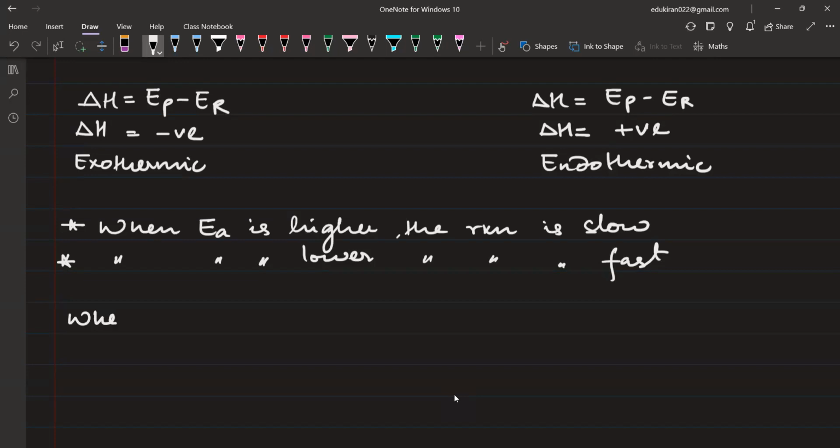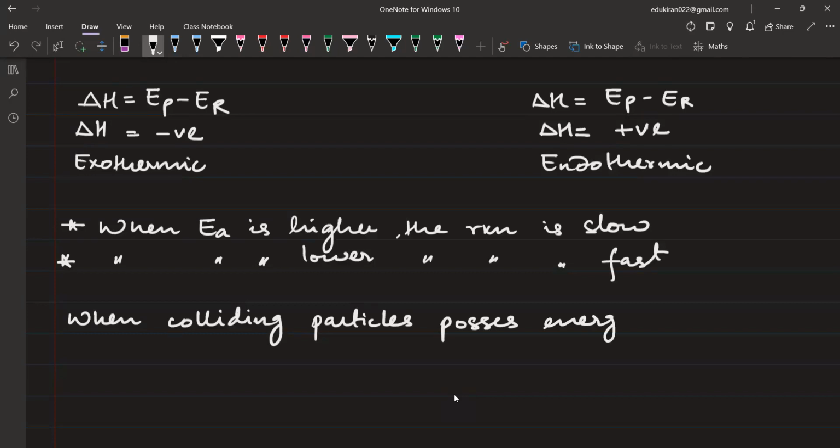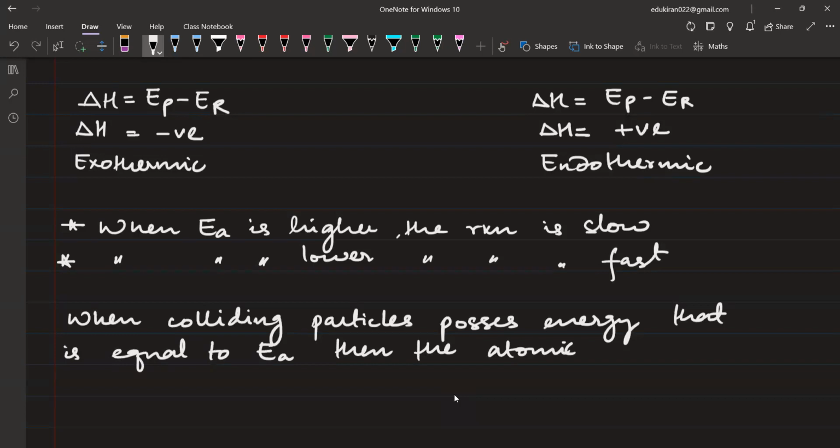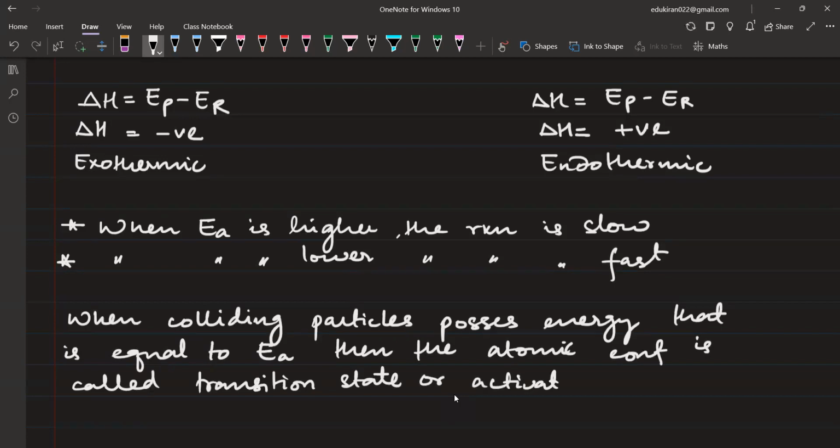Then write, when colliding particles possess energy that is equal to activation energy, then the atomic configuration is called transition state or activated complex.